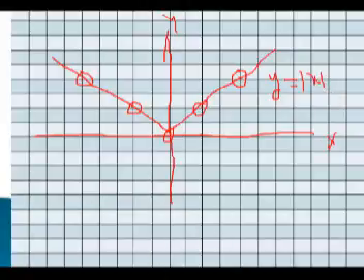Now let's move to another function. This is signum function.